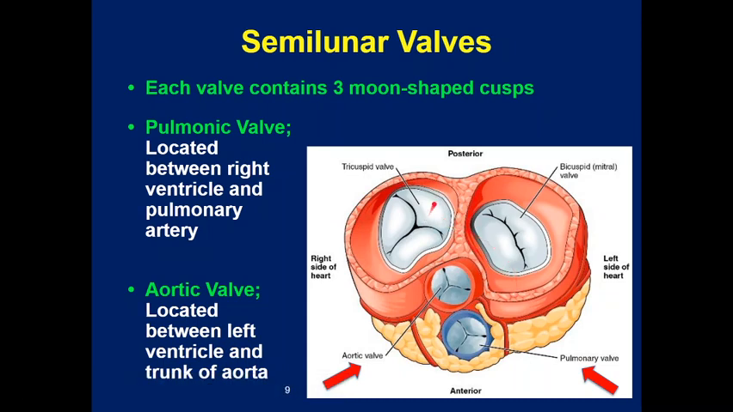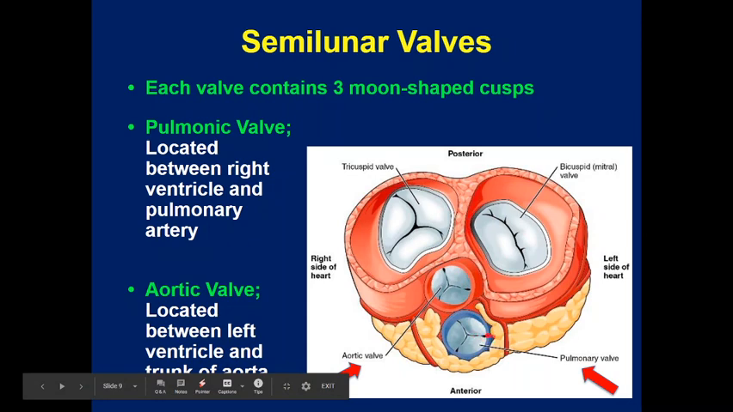So this is a heart that is not doing anything. This is, I guess, maybe, well, it wouldn't be in diastole because something would be open, but all the valves are closed in this picture. So you see the tricuspid, aortic, pulmonic, and mitral. So the semilunars, you see the moon-shaped cusps, pulmonic between the right ventricle and the pulmonary trunk, aortic between the left ventricle and the aorta.